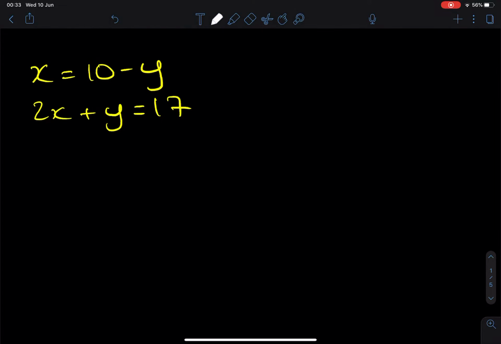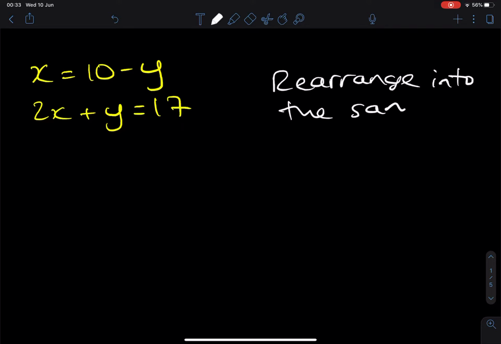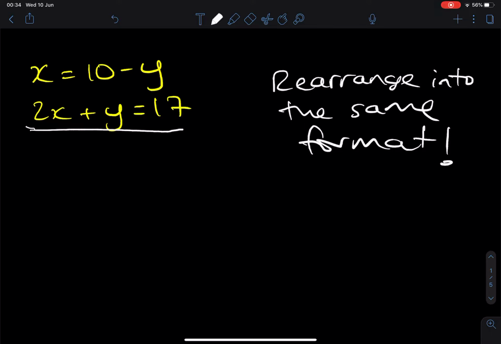What you need to do in this case is you want to rearrange into the same format. What that means is that you would want both of these to look like they have the same format. If we were to look at previous questions, there would always be x plus y is equal to a number. So let's make it like that. This one is already in a semi-familiar format. The one we need to change is the top one.